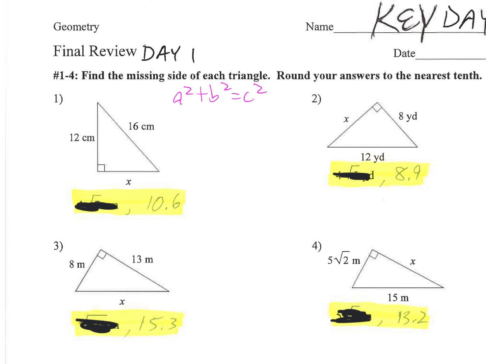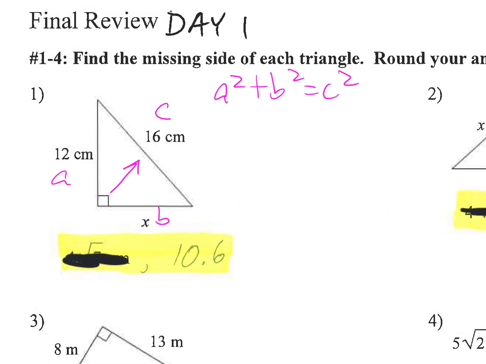Which one is always my c? Across from the 90, what is that called? The hypotenuse, right? So that's my c. And I've got a and b. Remember, it doesn't matter which leg you put each one on, the other two are a and b. All right, so let's plug into it.